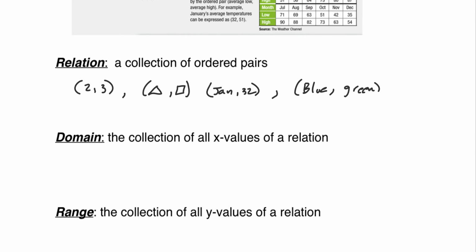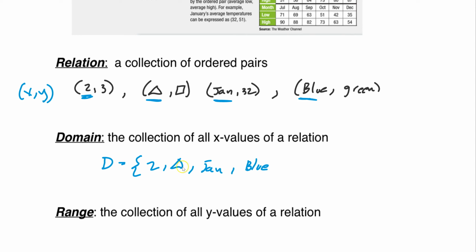Now the domain of the relation is just the x values of the relation. So here's my ordered pair, right? We generally consider it an x and a y, and all the x values are the domain. My domain uses a little curly bracket, the collection: 2, triangle, January, and blue. That'll be my domain. I like to put x there, so I know it's the x values. The curly bracket just means it's a list, so you're saying the domain is these items here, whereas parentheses say it's a relation, this number to that number type of thing.